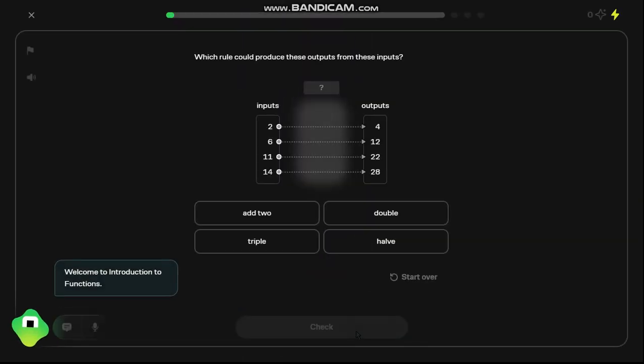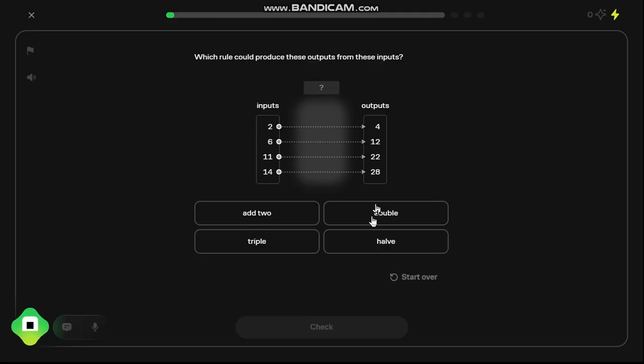Welcome to Introduction to Functions. Let's start by figuring out some rules. Which rule could produce these outputs from these inputs? So this is something that they get through. It's like a machine, like you put a card in a machine and it just makes sure. So what is a machine?